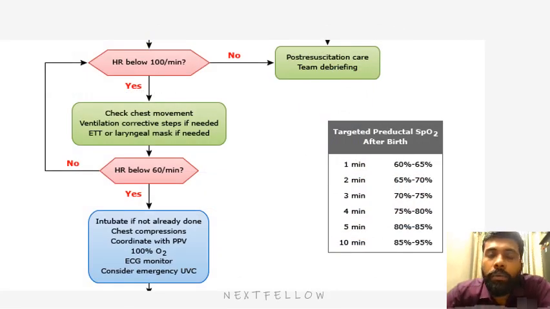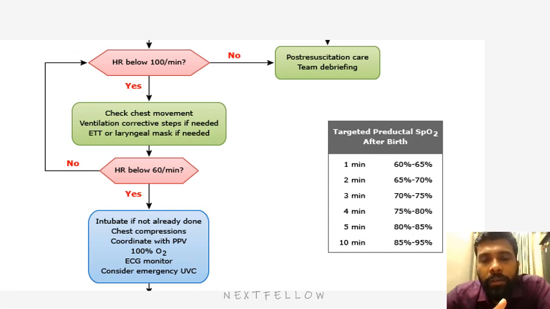Okay, so suppose even after the bag and mask ventilation, the heart rate is still less than 100 per minute. Then what do we do? Then we check for the chest movements, we do the ventilation corrective measures, which we already mentioned. And still, if the heart rate is less than 60 per minute, we have to go for chest compressions first.